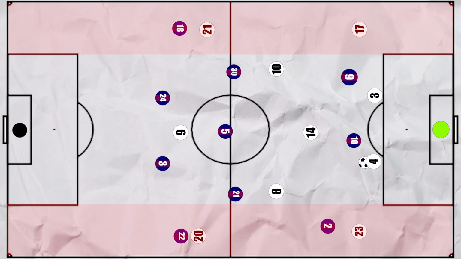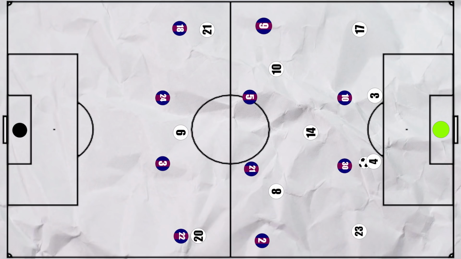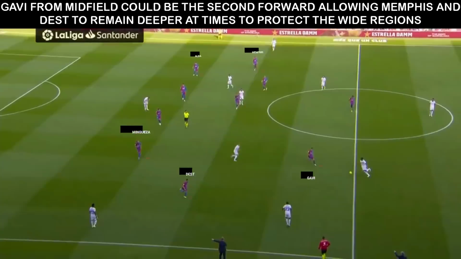Alternatively, we did see Barcelona look to be more protective of the wide regions at times, which meant that Dest would remain deeper and Memphis wider left, and in such scenarios it would be Gavi from midfield who would then look to press the second centre-back, meaning Barca could maintain a 4-4-2 but be better protected in the wide regions.